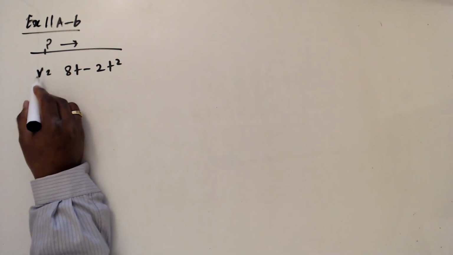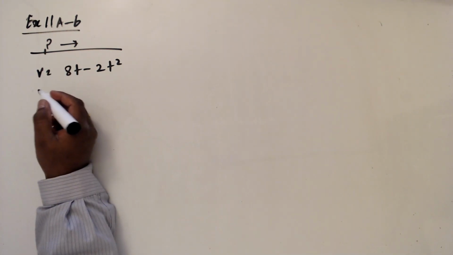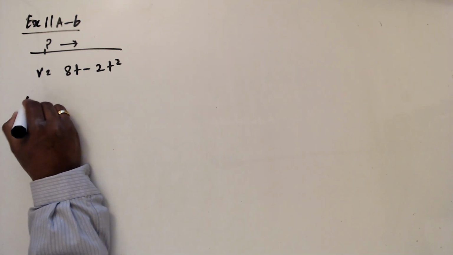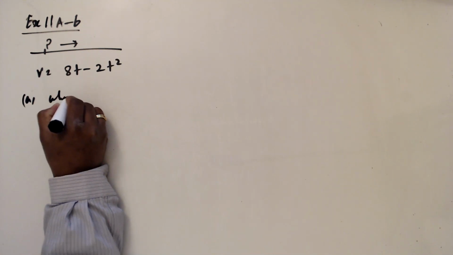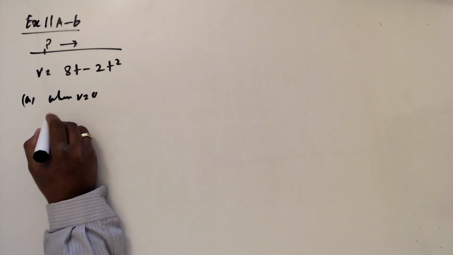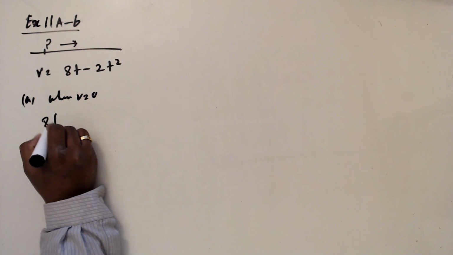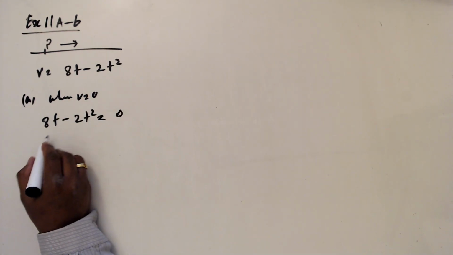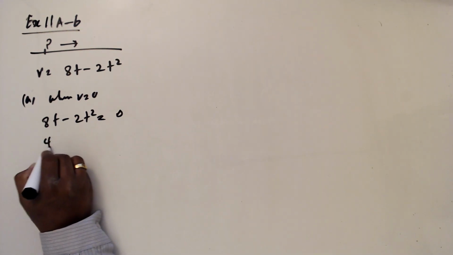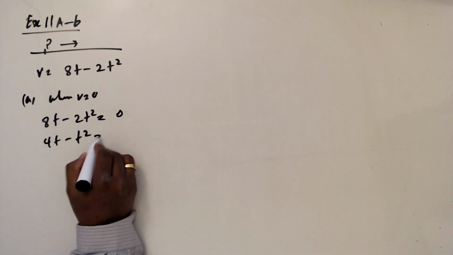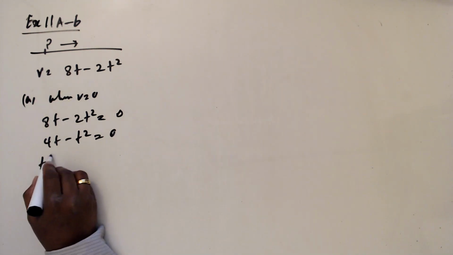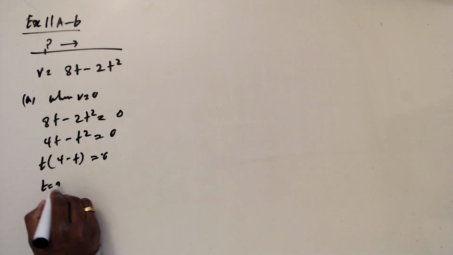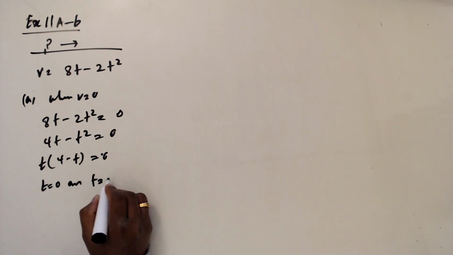So when v becomes 0, 8t minus 2t square equals 0. We can divide by 2. 4t minus t square equals 0. I can factorize: t times (4 minus t) equals 0. t equals 0 or t equals 4.